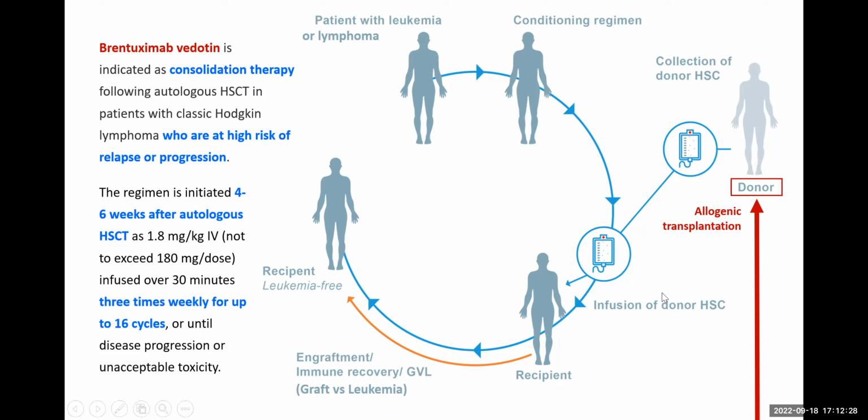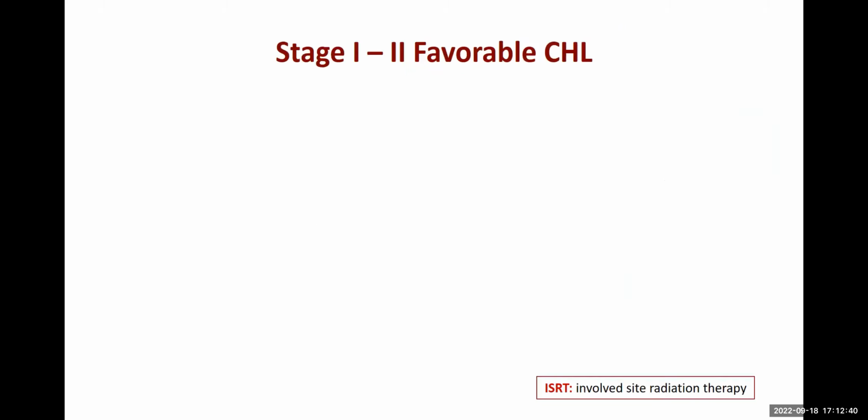Right, so this is an allogenic transplantation, and the previous one was autologous transplantation. Allogenic means it comes from another person. Autologous means it is coming from the same person. Right, now stage 1 and 2, same what I've shown you in the table.